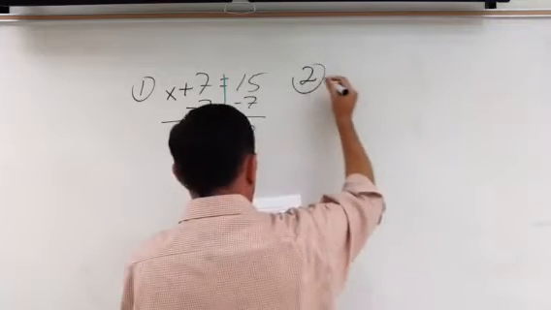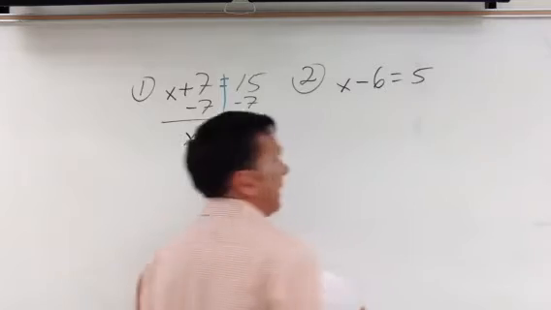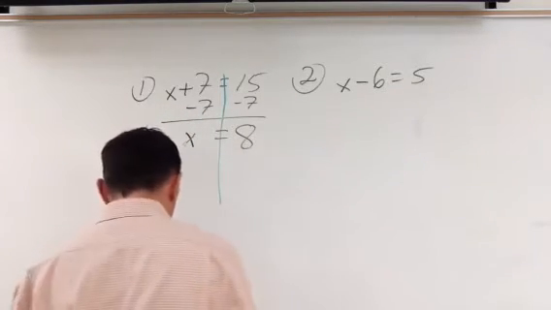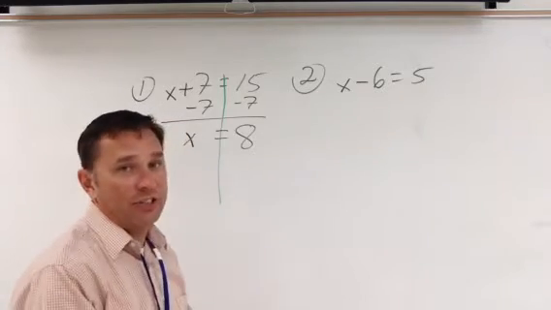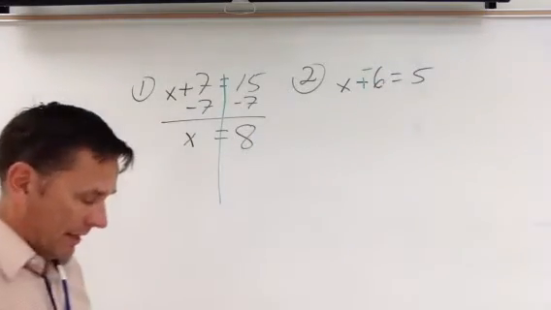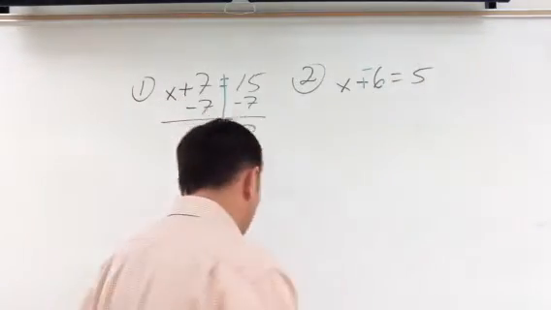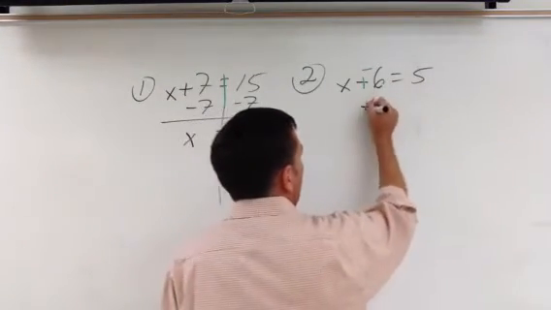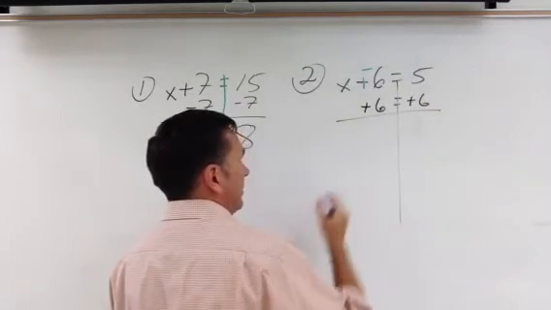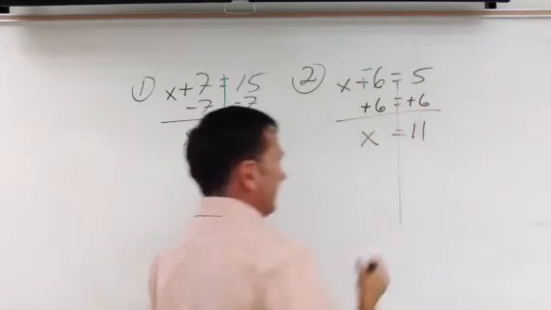Number 2. We have x minus 6 equals 5. Now, as I've said over the past couple weeks, change your subtraction to adding the opposite, plus a negative 6. Now when we see this, we ask ourselves, what is the opposite of a negative 6? It is a positive 6, and we add 6 to both sides. Here's our line down the middle. We have x by itself, and 5 plus 6 is 11.